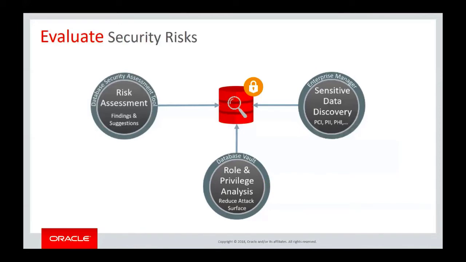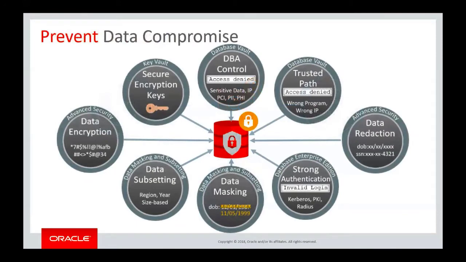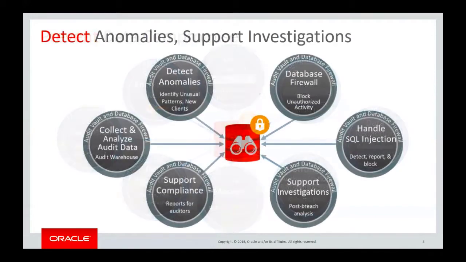Just kind of continuing the catalog of things that we might talk about today. From a preventive standpoint, we do a lot of things within the database. We've got everything from encryption to strong authentication to Database Vault, Key Vault for storing keys, and of course data masking and subsetting. From a detection standpoint, we mostly focus on database audit and then supporting that with Audit Vault and Database Firewall.